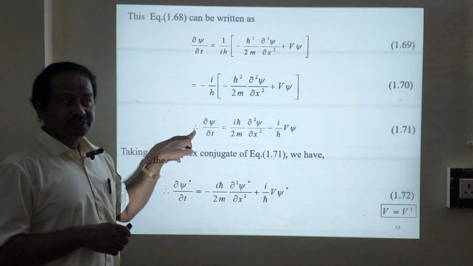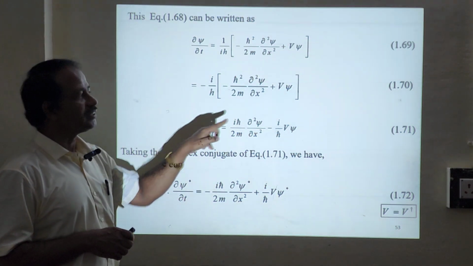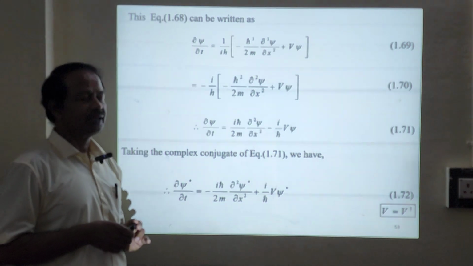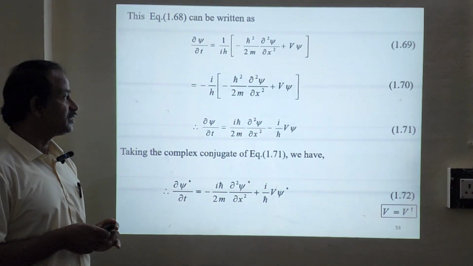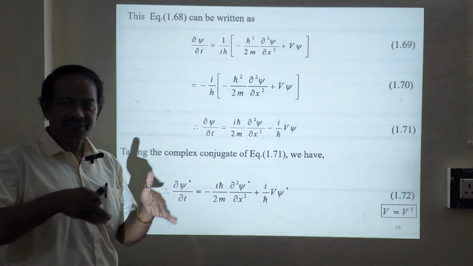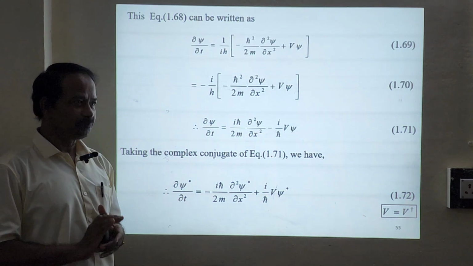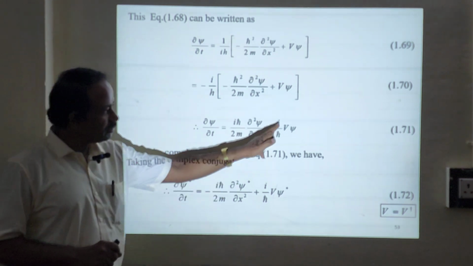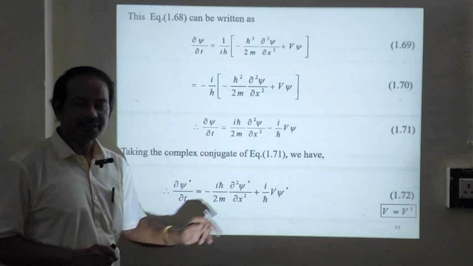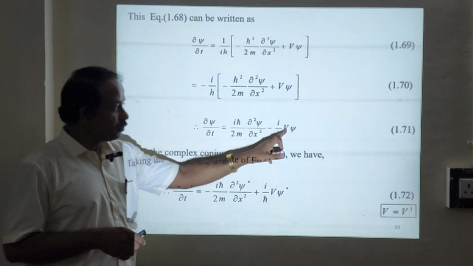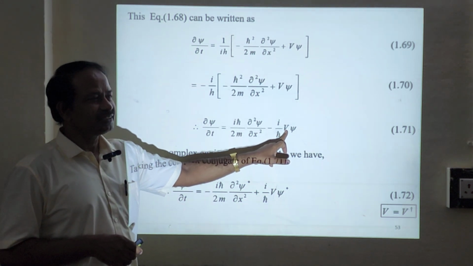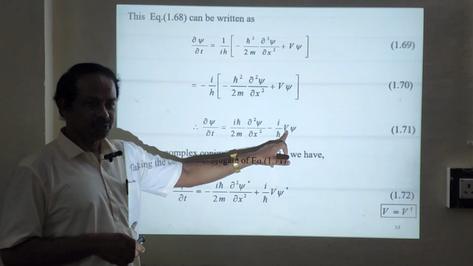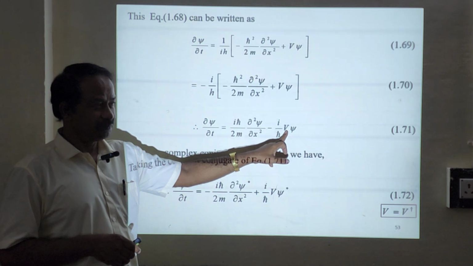And you are going to take the complex conjugate of equation 1.71. As I said, for the complex conjugate, if there is i, you just write minus i. That's all, simple one. So i becomes minus i. Your minus i is already there, so it becomes plus i. And of course, you have one potential energy term, V, here. So you will have to take the complex conjugate of V.